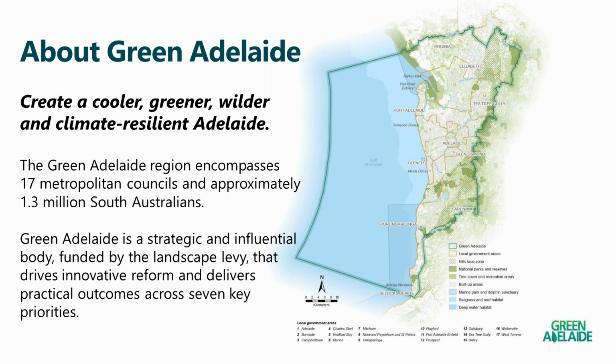So just some quick context about Green Adelaide. We are one of the 9 landscape boards in South Australia, obviously the Metropolitan Landscape Board. As you can see on the map, our region goes from the Gawler River in the north down to Sellicks and across the Hills Face Zone. We have a motto or an aim to create a cooler, greener, wilder, more climate resilient Adelaide.